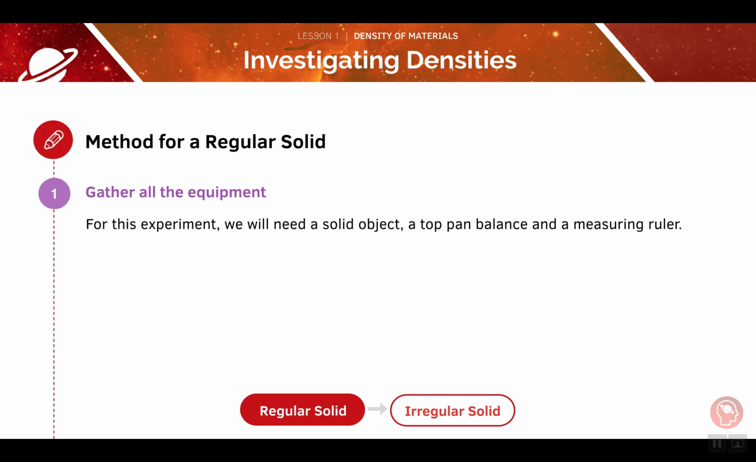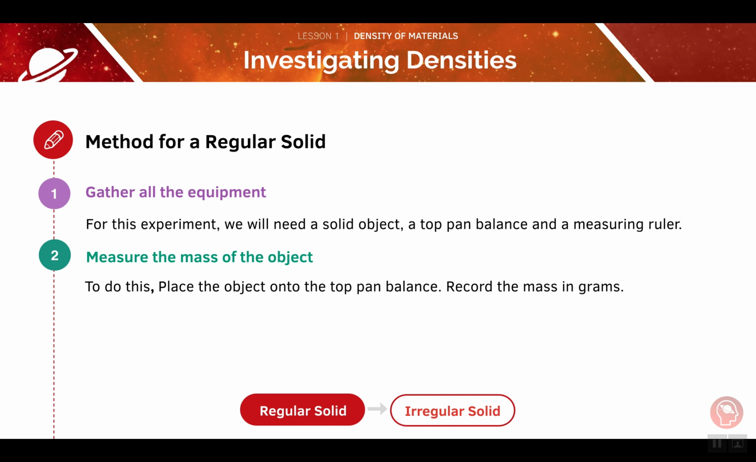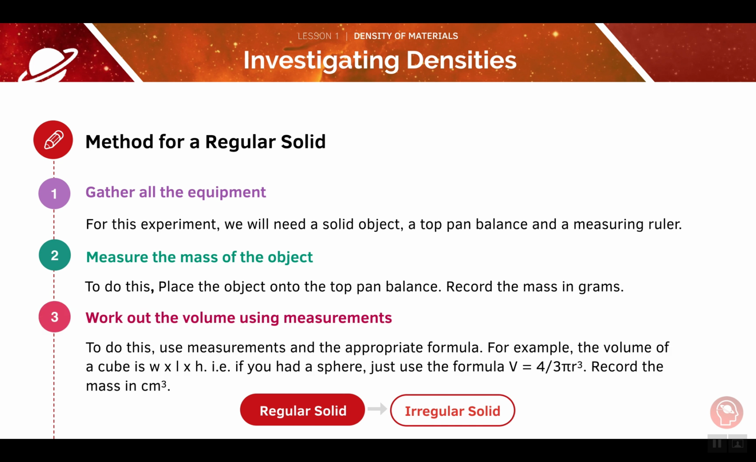Let's look at the method for investigating the density of a regular solid. First, we need to gather all the equipment. Next, we will measure the mass of the object in grams. To measure the volume of a regular solid, you can use measurements and the appropriate formula. For example, if you want to find the volume of a cube, you would use the formula width times length times height. You should record this in centimetres cubed.